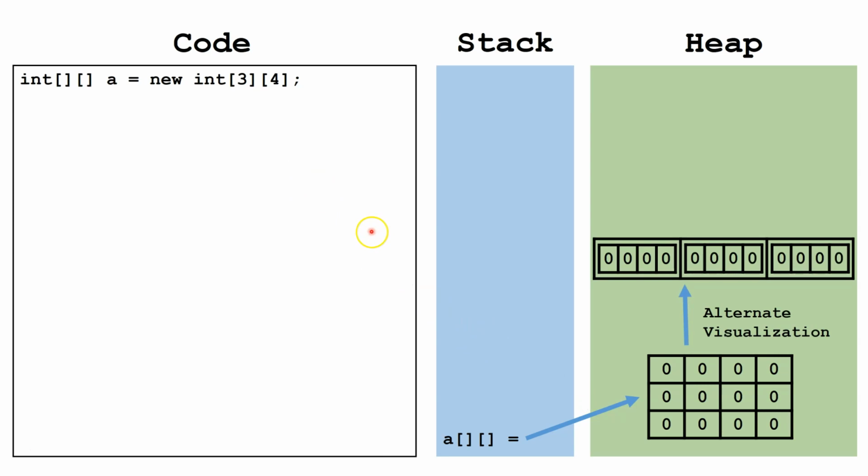Really, we have 2 sets of one-dimensional arrays. We have the outer array with 3 indexes, and then each of the inner arrays has 4 indexes. However, for tracing purposes, it's usually easier to use this visualization.